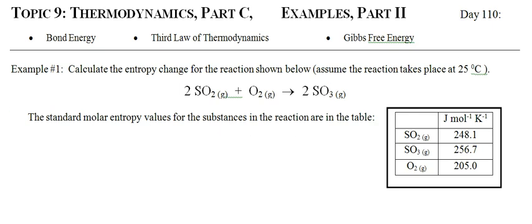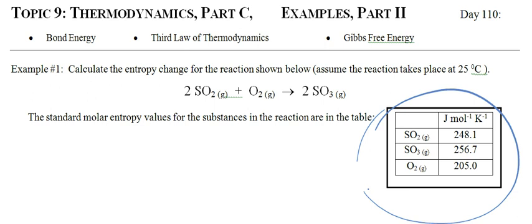It says, example number 1, calculate the entropy change for the reaction shown below. Assume that the reaction takes place at 25 degrees. Now, don't worry about the temperature just yet. We'll worry about that when we do some Gibbs free energy calculations, but that's not today. So you'll notice that you're given a table here that has some information for the reactants.